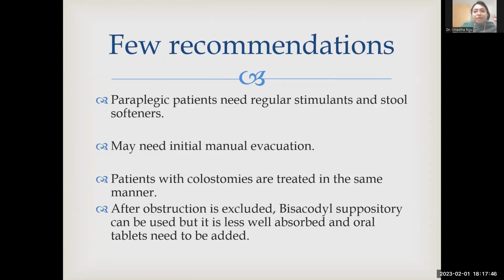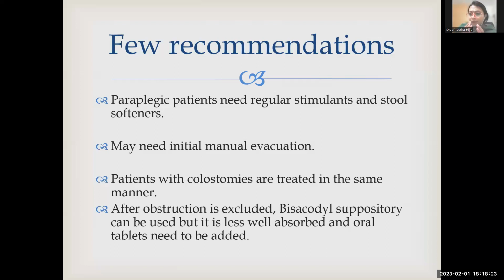So, a few recommendations: paraplegic patients need regular stimulants and stool softeners, and they may initially need manual evacuation. Patients with colostomies can also get constipation. You need to understand that. And again, digital evacuation may be needed from the stoma, the colostomy stoma. After obstruction is excluded, a bisacodyl suppository can be used, but it is less well absorbed, and oral tablets need to be added.